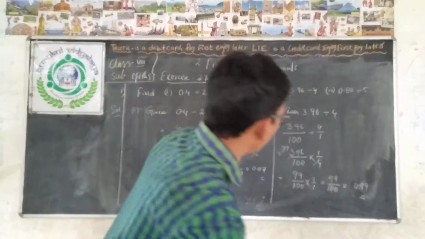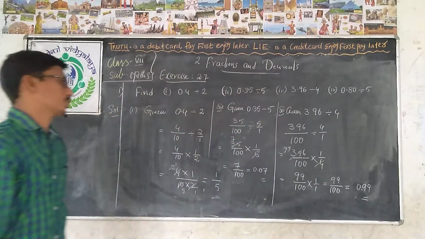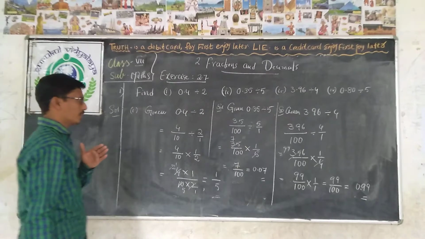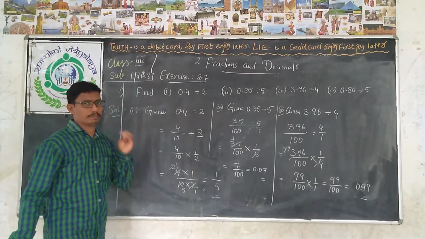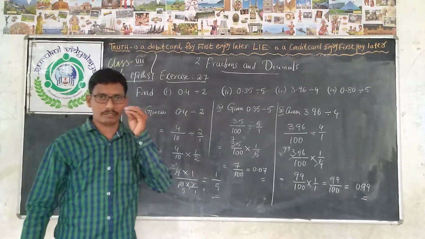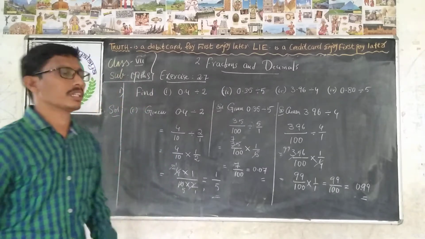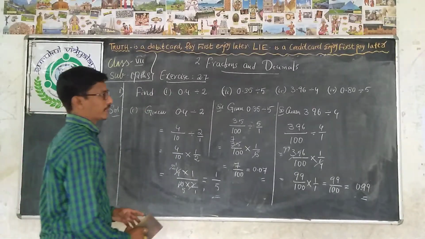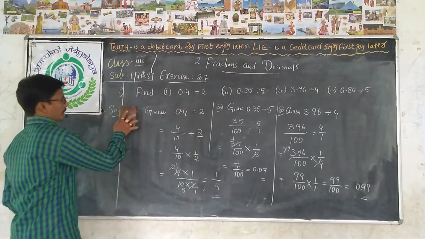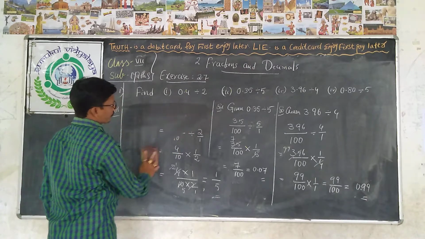Okay. So like that, these are very simple problems. There is no need to burden yourself here. Simply convert the given decimal numbers into fractions, then you can easily solve them using the multiplication method or division method. Okay, one last problem is there.